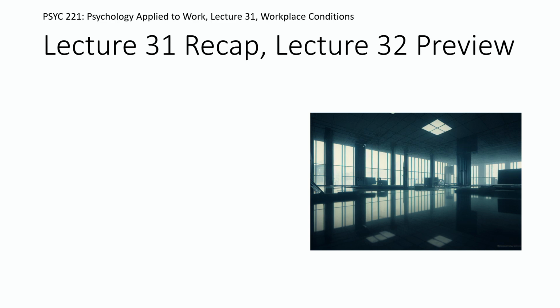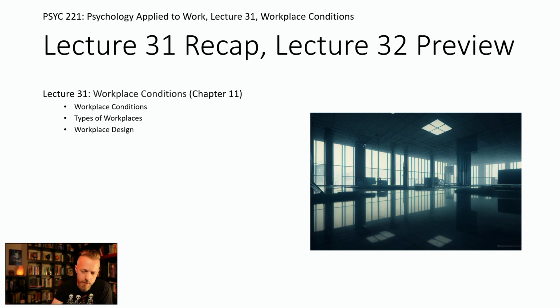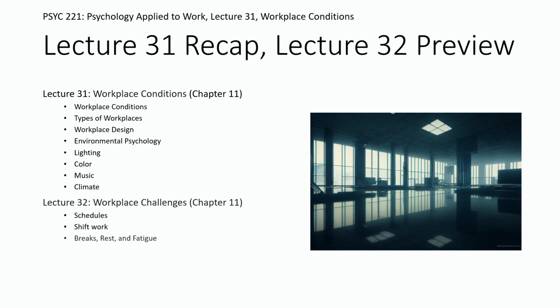Okay, that's it. It's a fairly short lecture and pretty straightforward. Some interesting stuff. Let's recap what we talked about for workplace conditions for the start of Chapter 11. We talked about types of workplaces and design of those workplaces, introduced environmental psychology, and we talked about lighting and color and music and climate. And then we'll finish Chapter 11 next time talking about workplace challenges, things like different types of schedules, things like shift work, what are the best ways to institute breaks and make sure people have rest and try to prevent fatigue, and then commuting and how that becomes something that you have to deal with. Okay, that's it for that lecture, nice and short, and we'll see you for the next one.